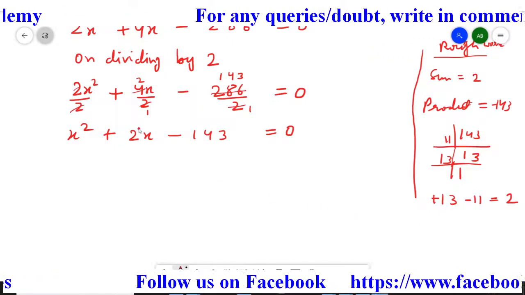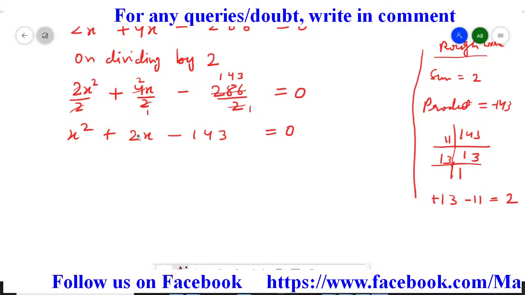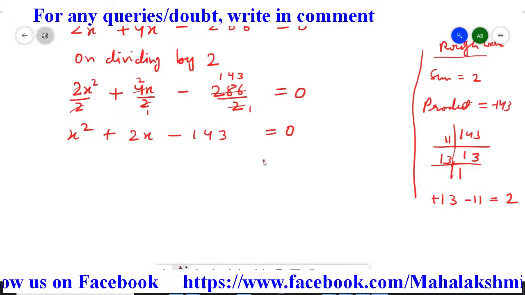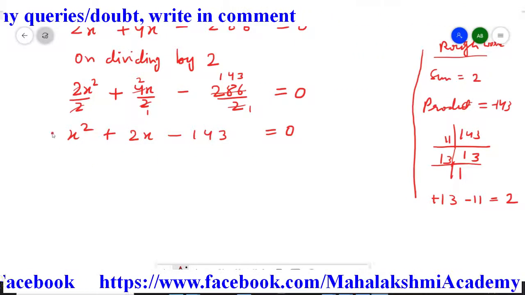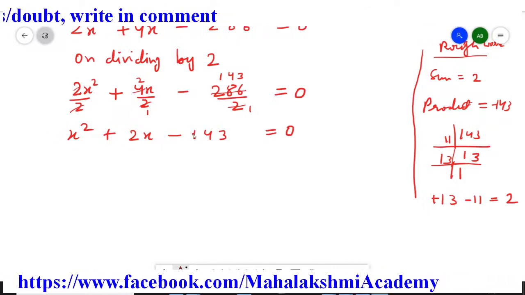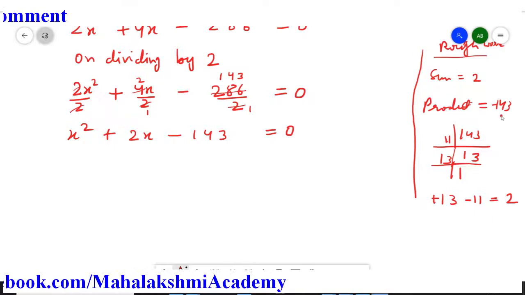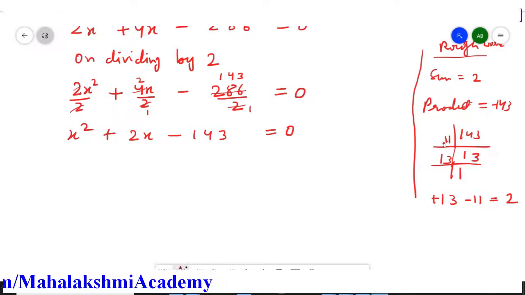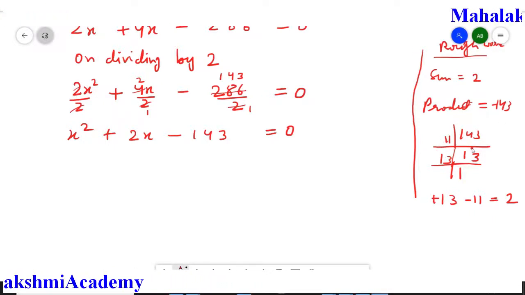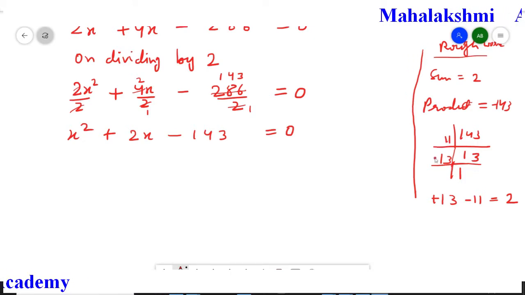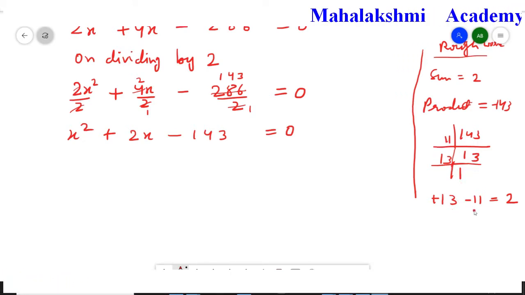This middle term is named as the sum of the zeros, that I wrote here, sum of zeros. Product of zeros means product of extremes. So here is 1 and here is 143. If you multiply 1 and 143, we will get only 143. Now this 143 is factorized. So just divide it by 11 and then by 13. So two factors we obtained, 13 and 11.